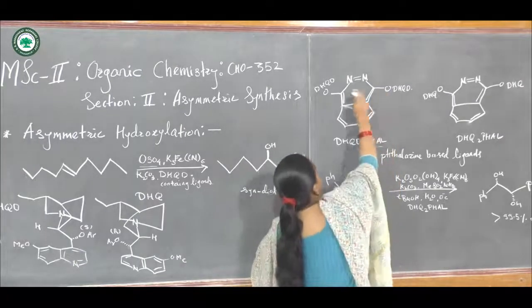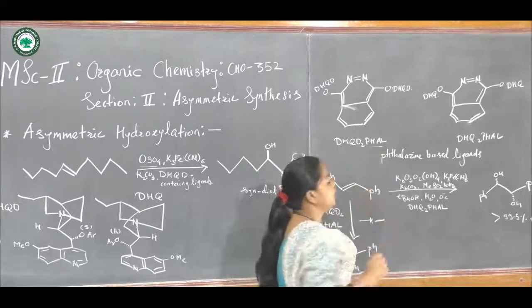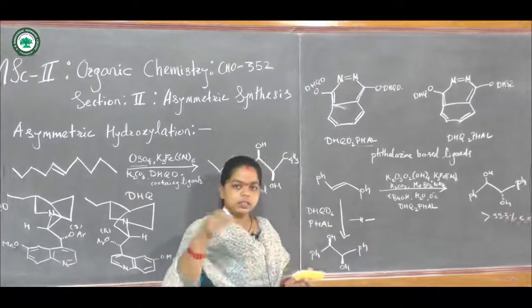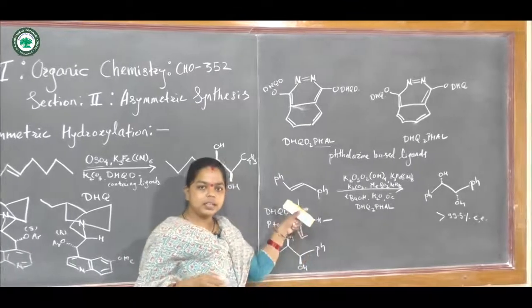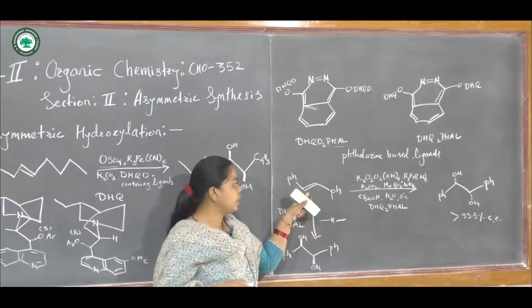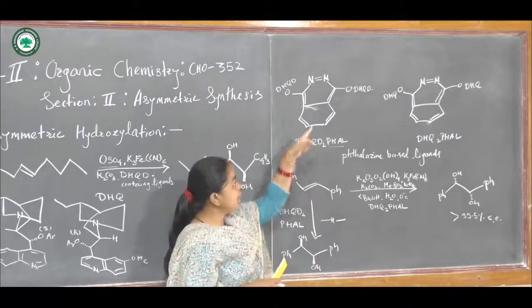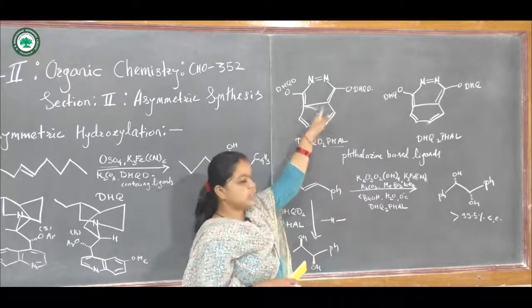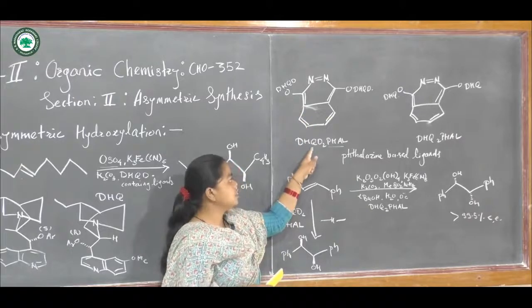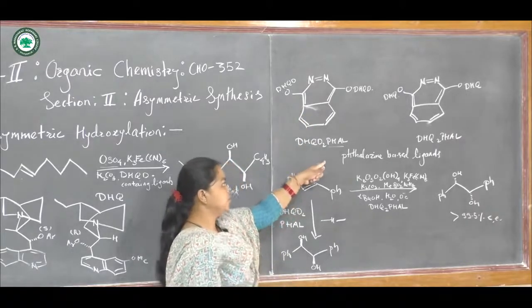So here oxygen is attached on both sides, and to this oxygen again another chiral ligand is attached, that is the dihydroquinidine molecule. So 2 dihydroquinidine molecules are present in this structure, so it is called (DHQD)2PHAL.